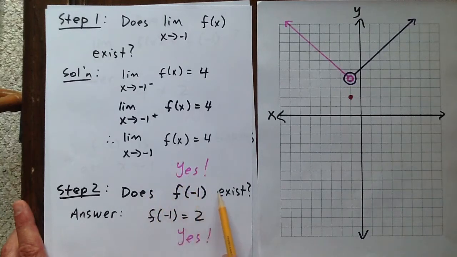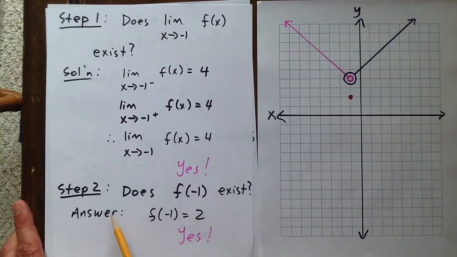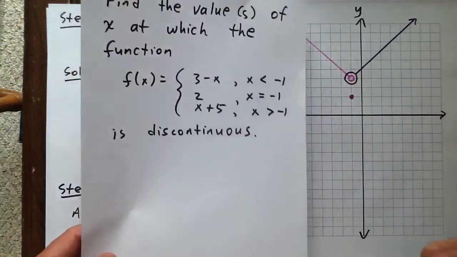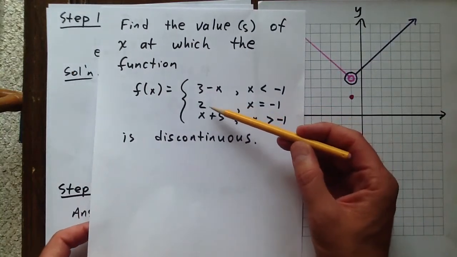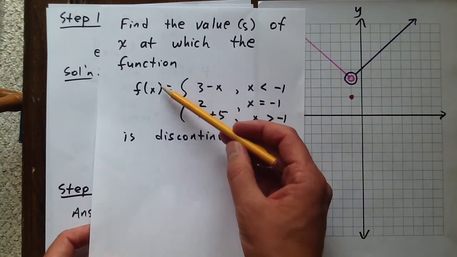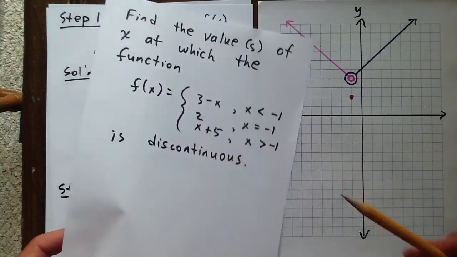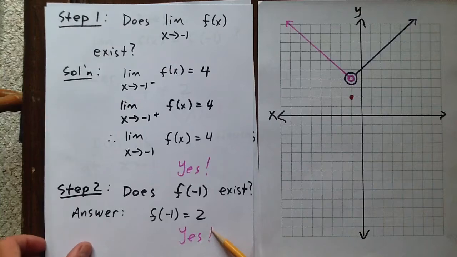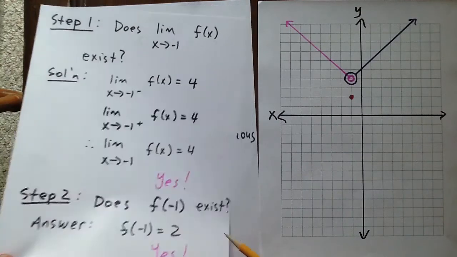Second question is, does f at -1 exist? And the answer is yes, f at -1 is 2. And if you forget why that is, you go back to the original statement of the function. When x equals -1, f at x equals 2. So we can say that f at -1 equals 2. So yes, the function at -1 exists.